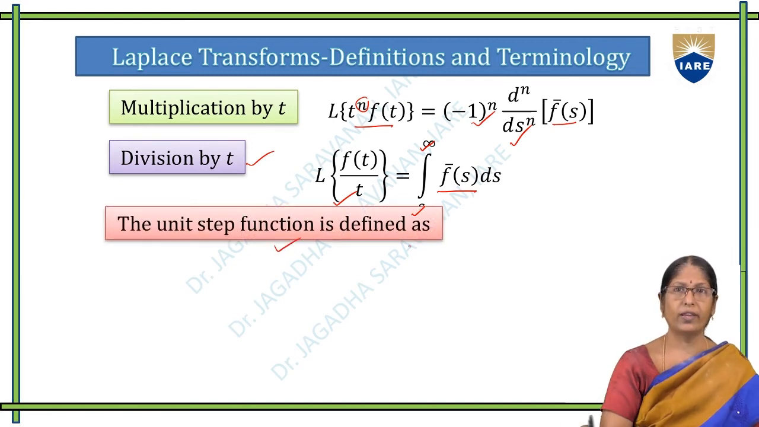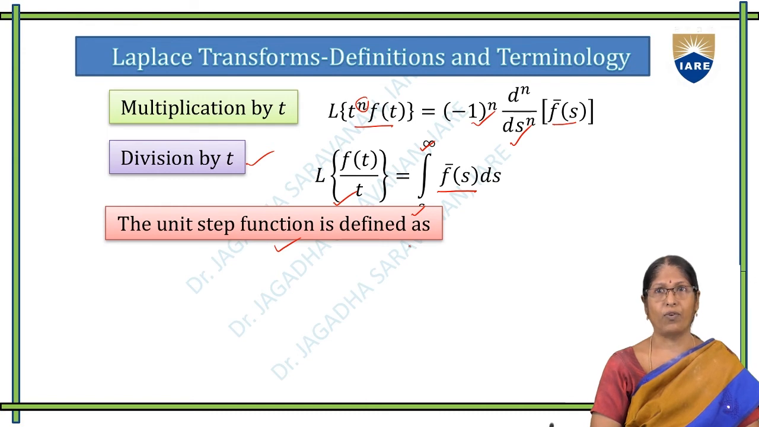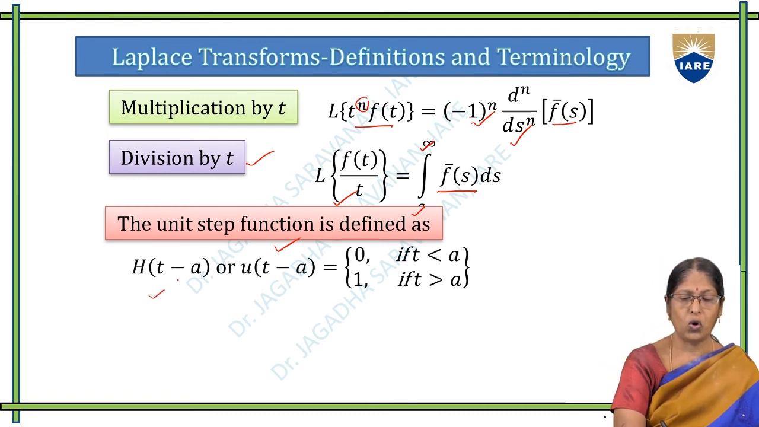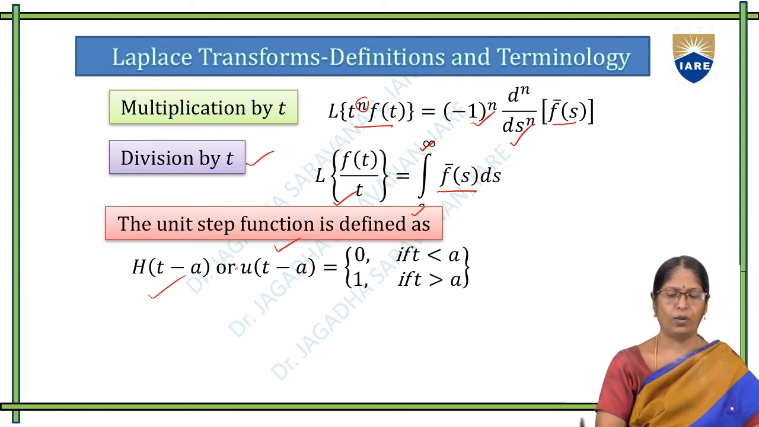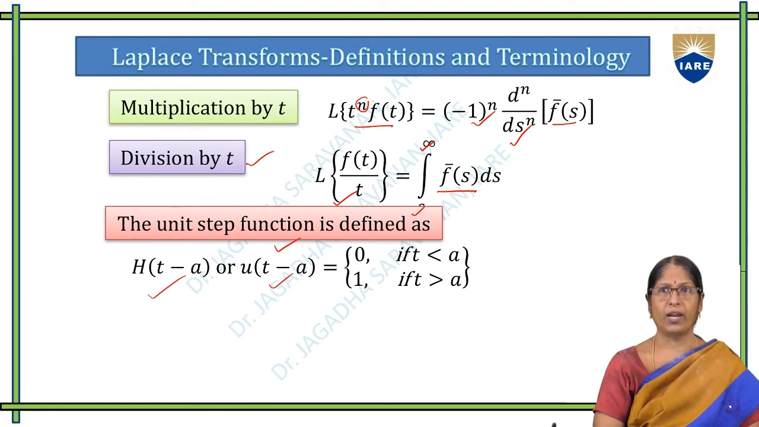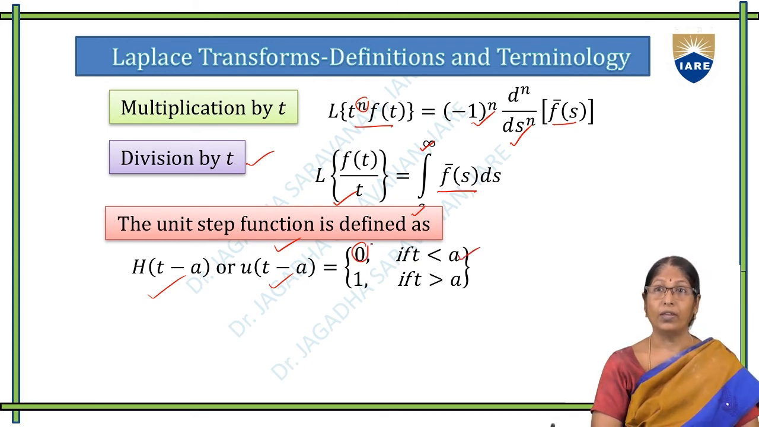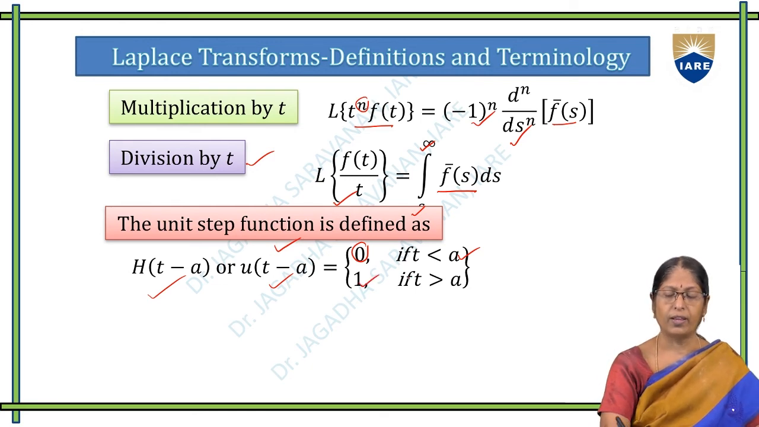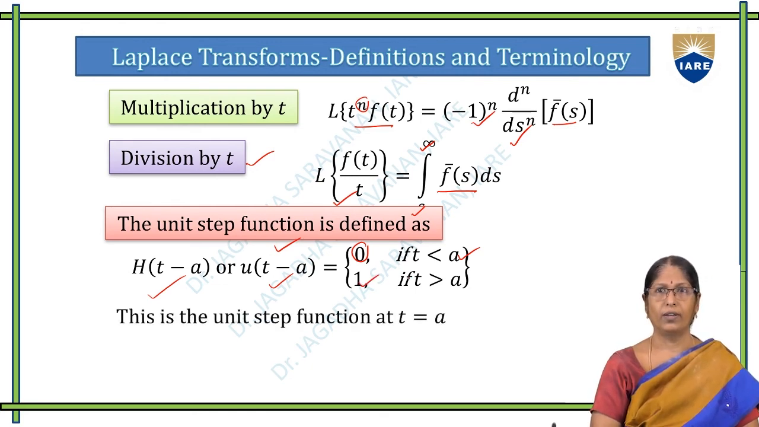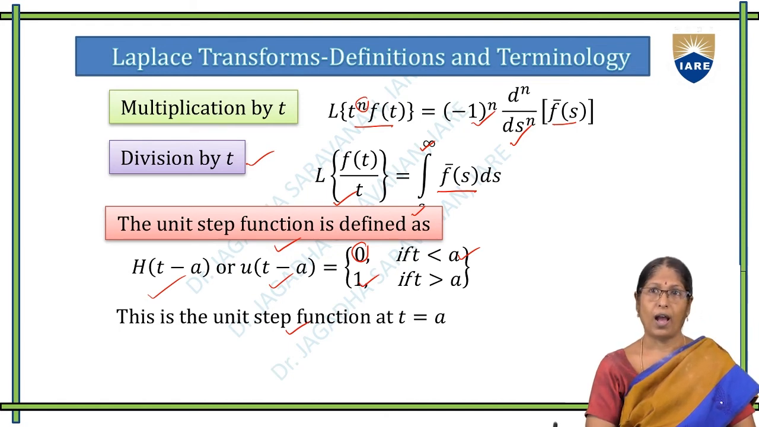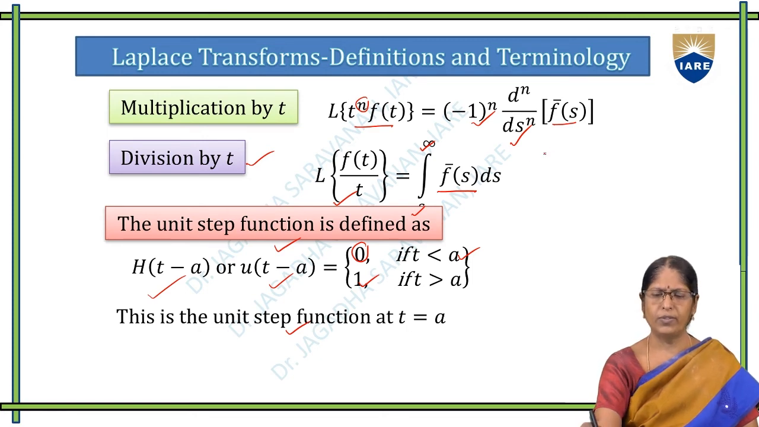So the next one is the unit step function, which is defined as h of t minus a, or we can say u of t minus a. If t is less than a, the function is 0. If t is greater than a, the function is 1. That is, this unit step function is defined at the point t equal to a.